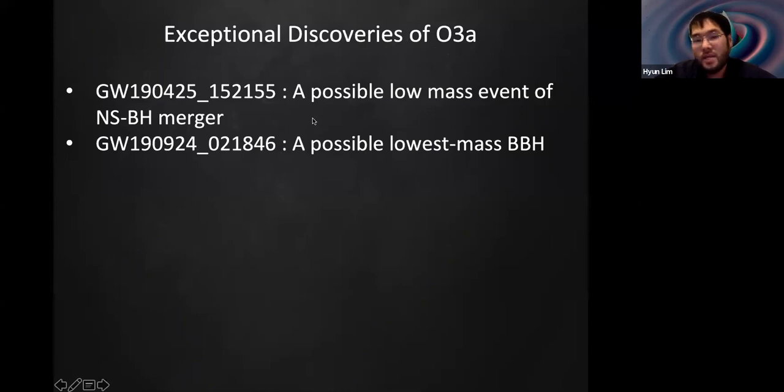That's the possible low mass event of a neutron star and black hole merger. This is something like a black hole of 6 times the mass of the sun with around 2 times the mass of the sun for the neutron star. And then another event called GW170924. This one is again a possible lowest mass binary black hole merger. Both black holes are around 6 solar masses. So this is really tiny compared with the 150 solar mass black hole merger.